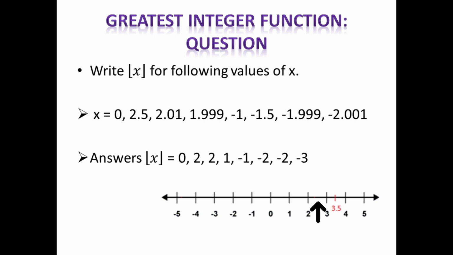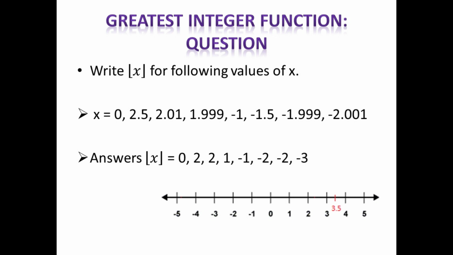How about 2.5? This case is similar to 3.5. We look at the negative side of number line and stop at the integer that is closest to us. So our answer will be 2. And similarly, for all the other values, you can on the number line look towards minus infinity side, put your finger at the number that is given where it will be on the number line and pick the integer that is closest to your finger. That will be the answer.